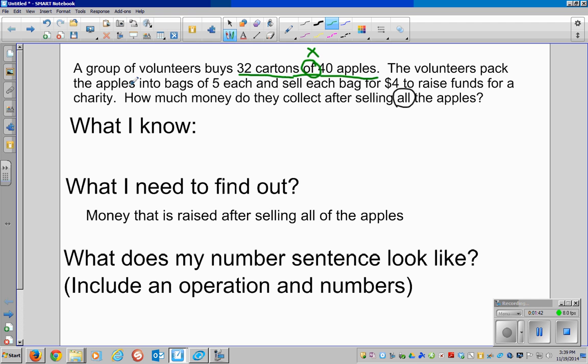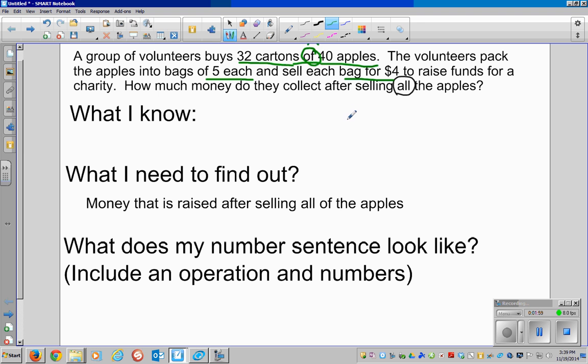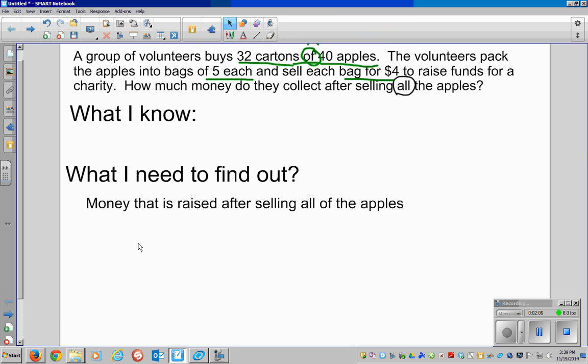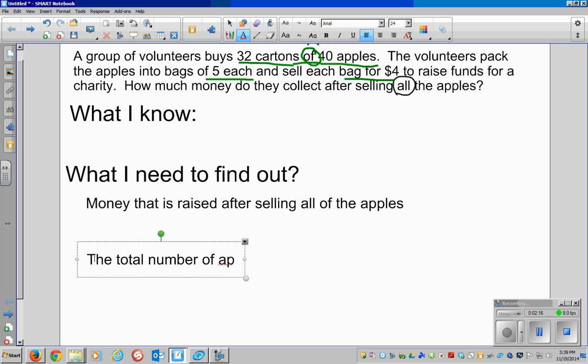It says the volunteers pack the apples into bags of 5 each. So once they buy these apples, they put them into a bag, and there's 5 in each bag, and then they sell each bag for $4. So there's a lot of information in this question. Again, everything in green is what I know, right? So instead of asking what my number sentence looks like, I'm going to take that away from this one and think, what is it that I need to do first? Well, I think first I need to get the total number of apples.